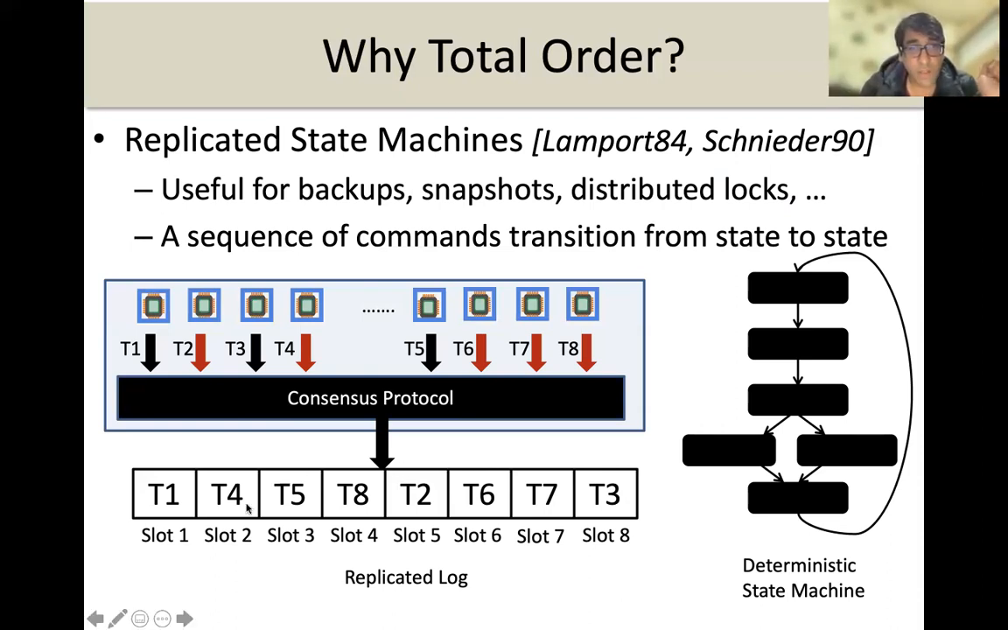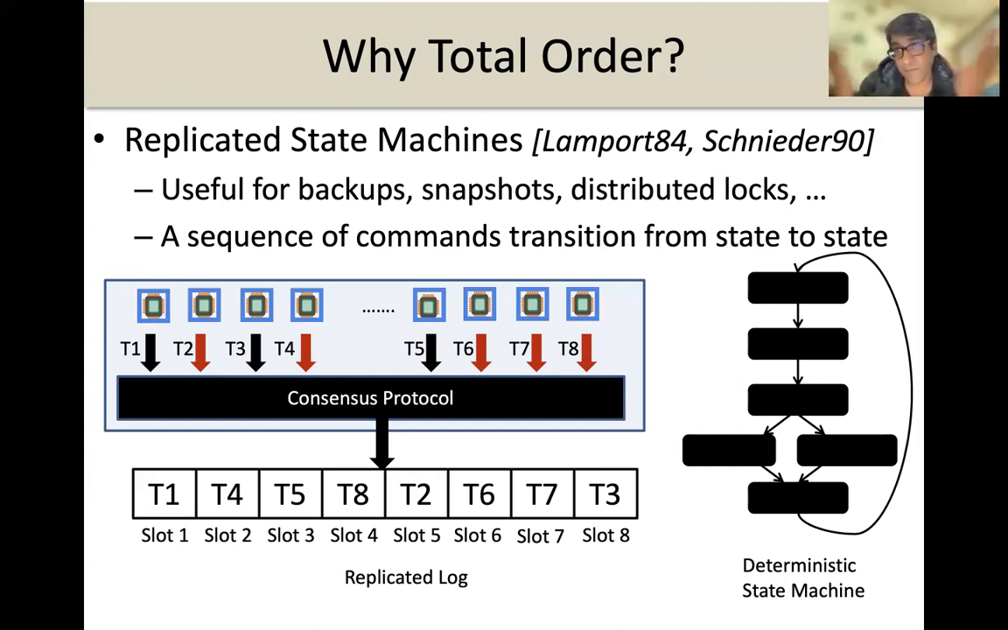Now, if they all agree on this particular log of events, then each one of these machines can start from an initial state, apply the transition corresponding to T1, and move to the next state, and so on and so forth. They will simply move their local state from the initial state to the next one and to the next one, applying in sequence the transactions shown in this agreed order. And all the machines will do the same thing.